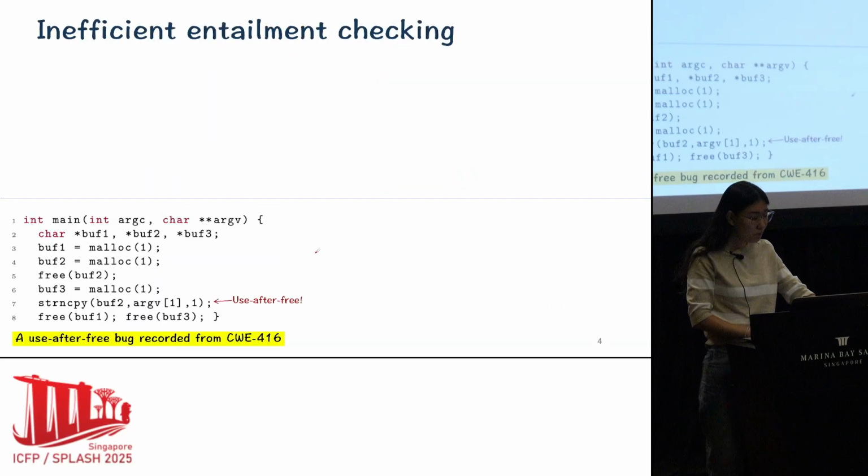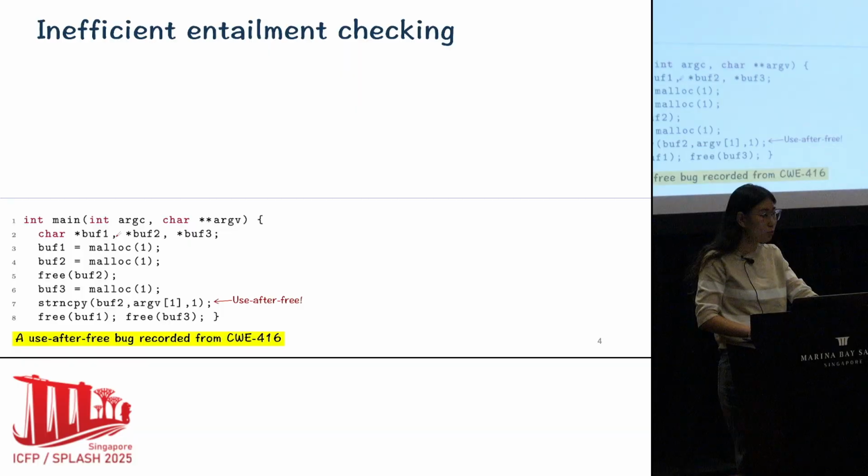With that, here is an example. This is a use-after-free bug recorded from the CWE website. It has 3 buffers and a sequence of operations on those buffers. It starts by mallocing buffer 1 and 2 and freeing the second buffer. At some point, we have a use-after-free bug at line 7. The reason is that the argument used in string copy as a destination was freed earlier, before it is being used.